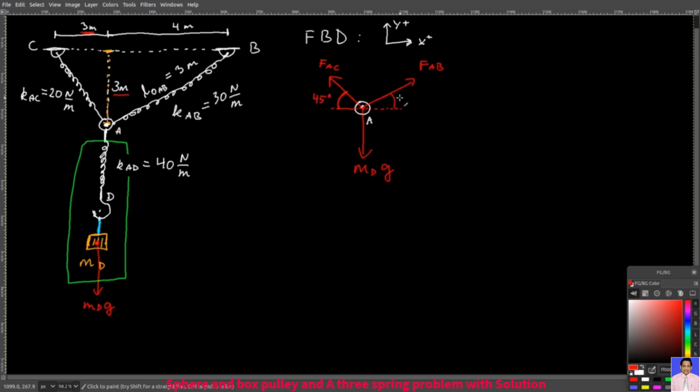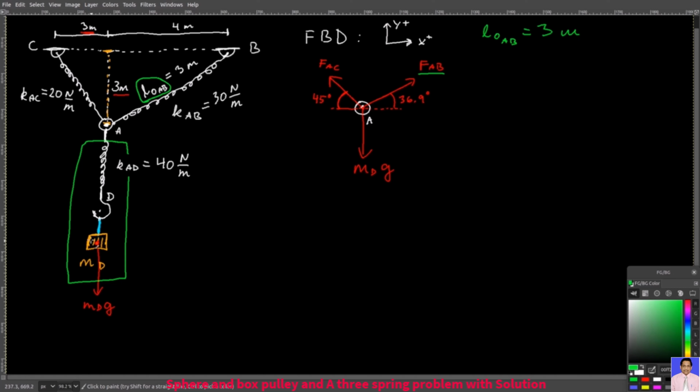So I'll just put 36.9 degrees here right away. And now we have 3 unknowns. But from the equilibrium principles, we can only have 2 equations. Therefore, this extra piece of information that I gave you, when the spring from A to B is not loaded, it's 3 meters. From that information, you can obtain your FAB. So your L0 AB equals 3 meters.